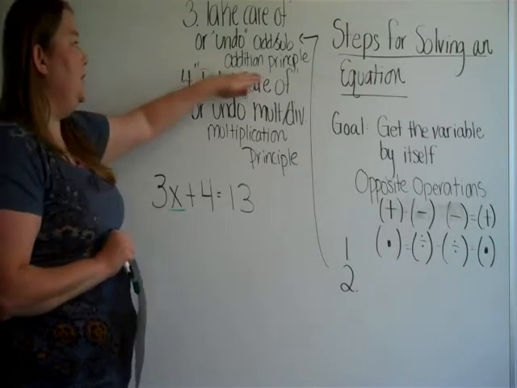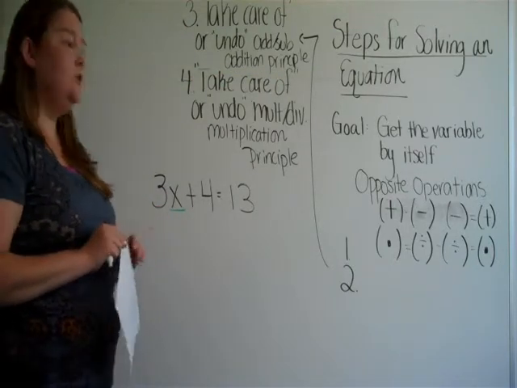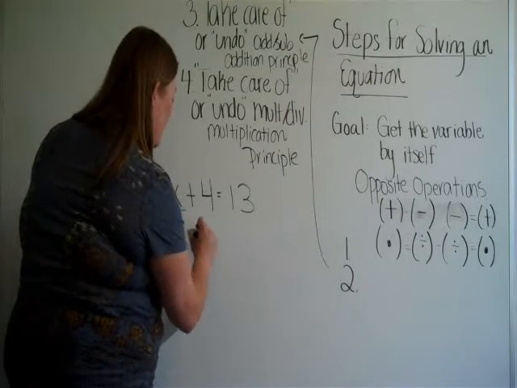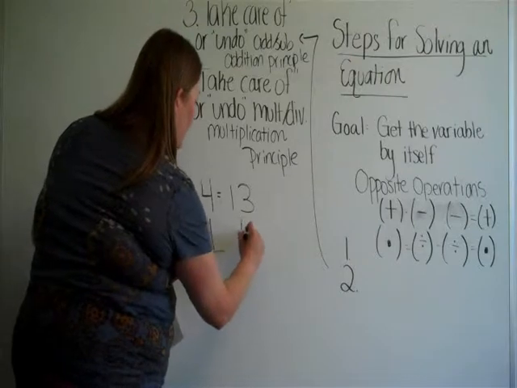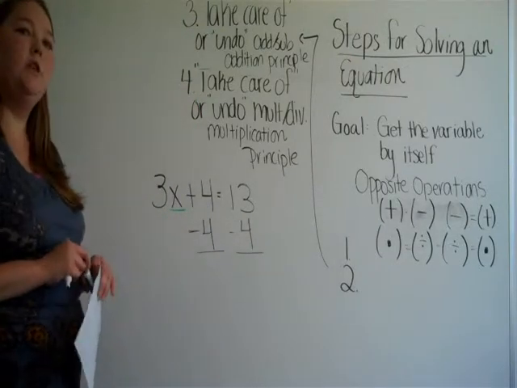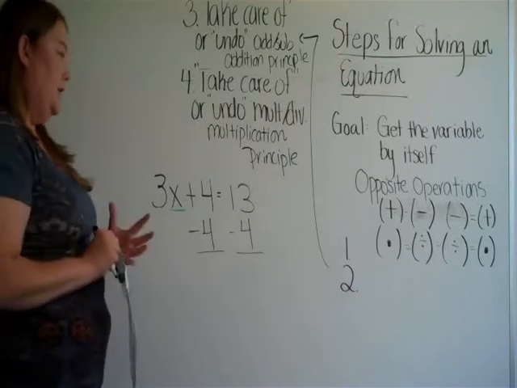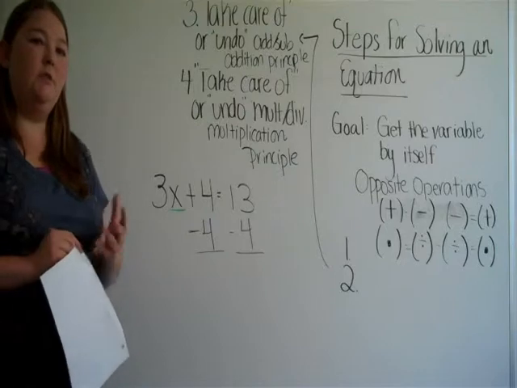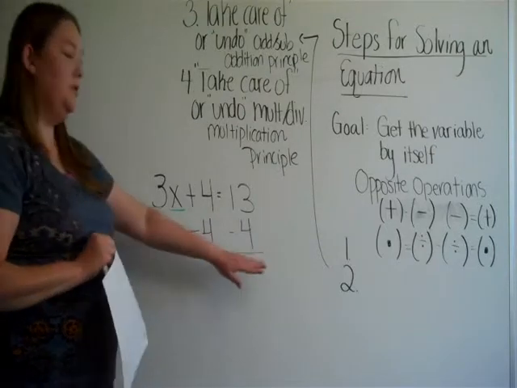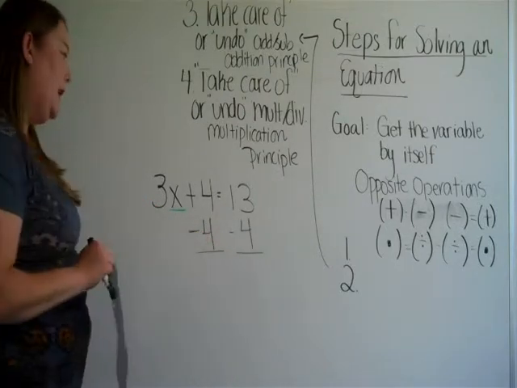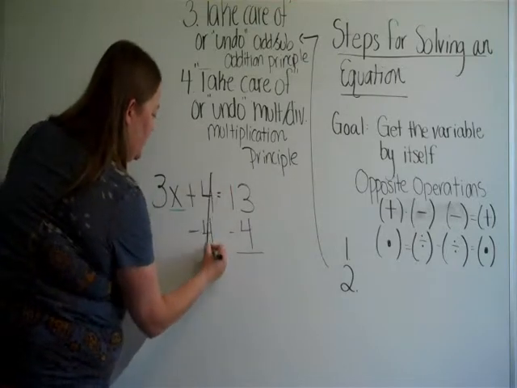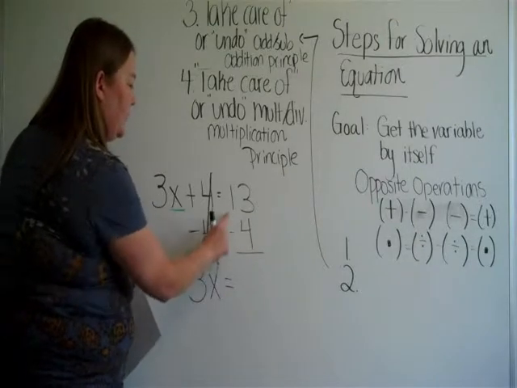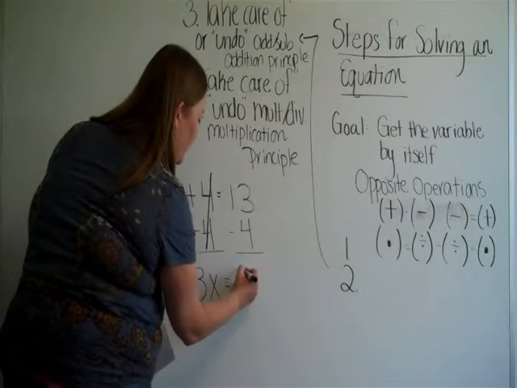So I will use the addition principle to undo adding 4, and the opposite of adding 4 would be to subtract 4 from both sides. So remember, when solving equations, the idea to keep the equation balanced on both sides is that you subtract or add. Whatever you do to one side, you do to the other. You have to do it on both sides. So the 4's cancel, and this leaves us with 3x equals 13 minus 4, which happens to be 9.